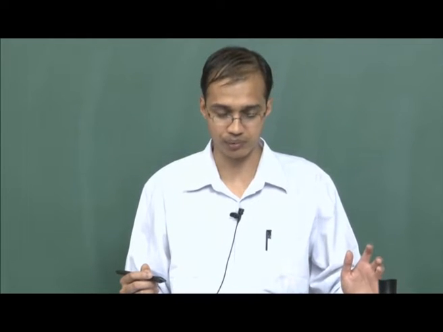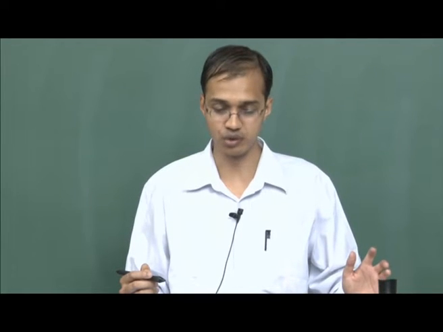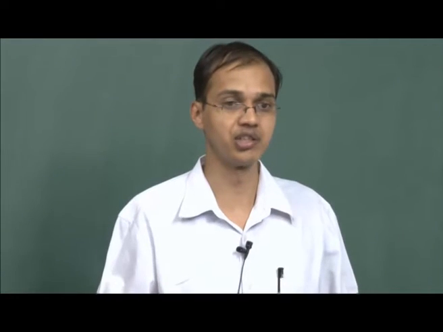The most important thing that is very essential for Bragg's condition to be followed is that the incident beam, the normal of the reflection plane, as well as the diffracted beam have to be coplanar. The angle between the diffracted beam and the transmitted beam is always 2 theta, and this is what we measure. If you recollect, a normal X-ray diffraction pattern essentially comprises of I versus 2 theta.